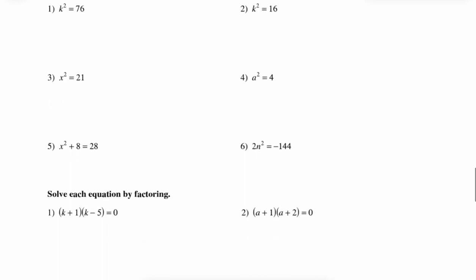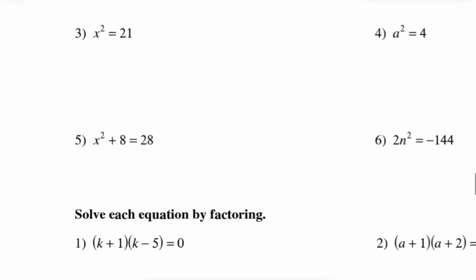But let's do number 5. What's different about number 5 compared to the first 4? Yeah, it's got that plus 8. It's not just the squared equals a number. So you can fix that very quickly by subtracting 8 from both sides. Now, to get rid of the square, we're going to square root, but don't forget, you've got to put the plus or minus in front. And then I want that reduced down as much as possible.